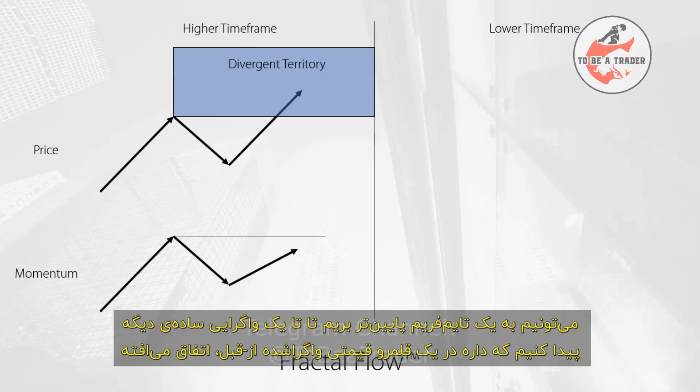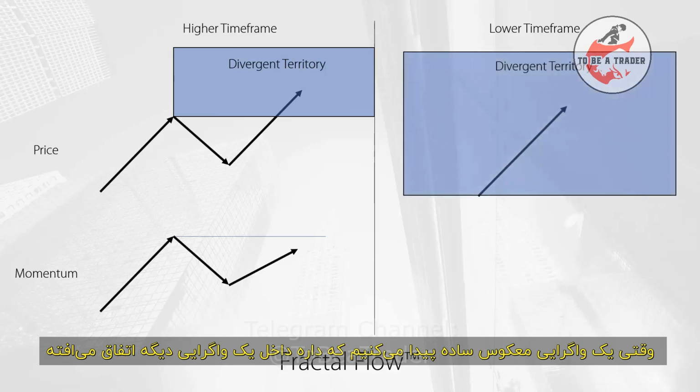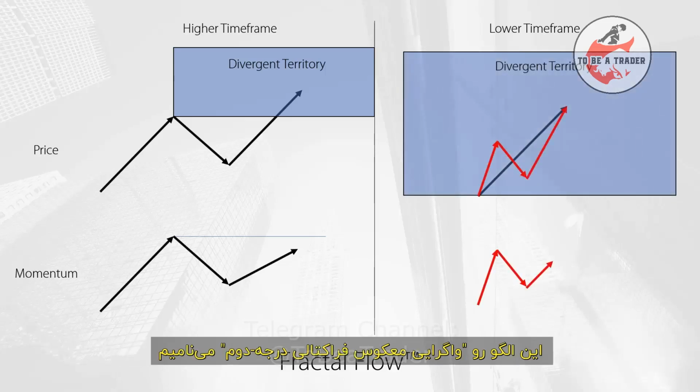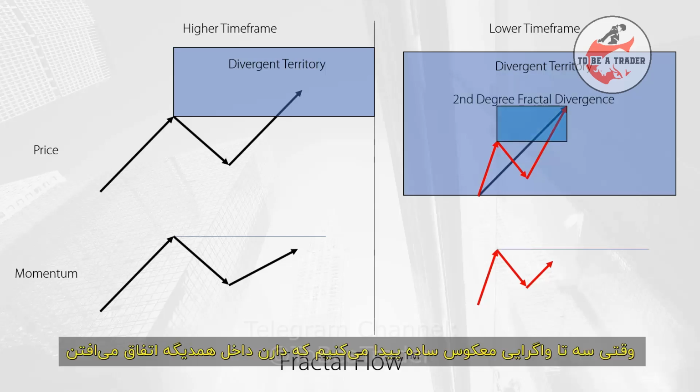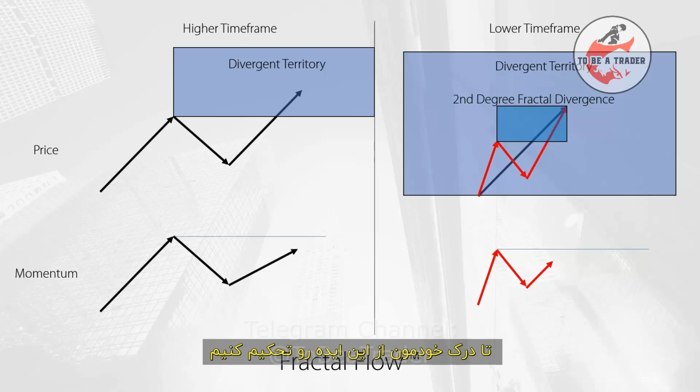At this point, we can go to a lower timeframe to find another simple divergence happening within the already divergent price territory. When we find a simple reversal divergence happening inside another divergence, we call this pattern a second-degree fractal reversal divergence. When we find 3 simple reversal divergences happening within one another, we call this pattern a third-degree fractal reversal divergence.